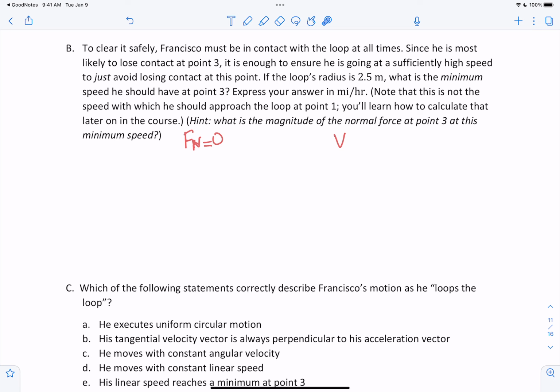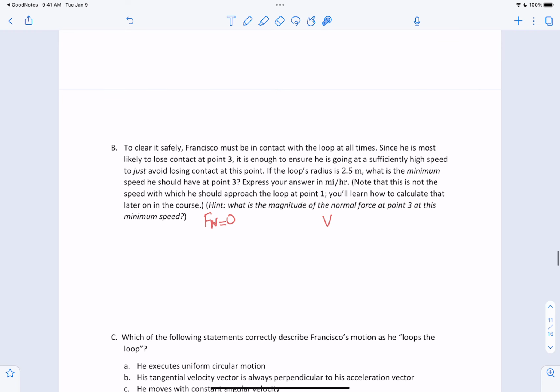Centripetal force, right? Because we know centripetal force is ma_c, and that's mv squared over r, right? So we have a v there. So we want to relate normal force and the other forces that we know or can calculate to speed. We want to relate normal force and centripetal force to speed, basically.